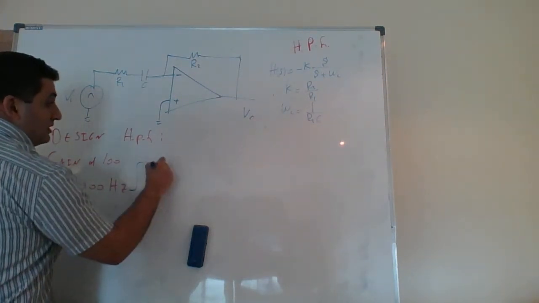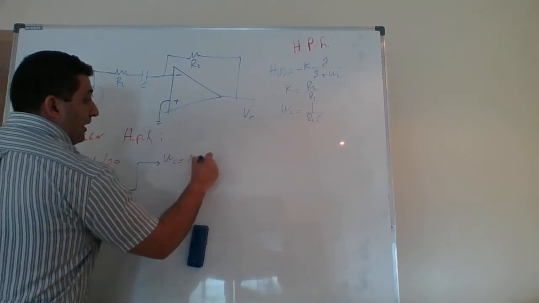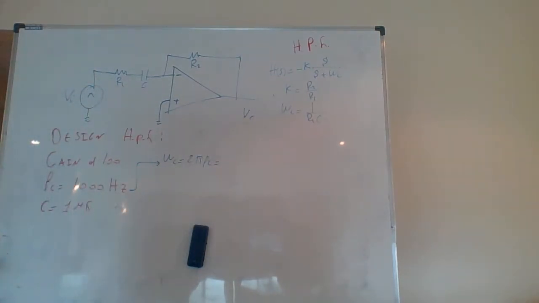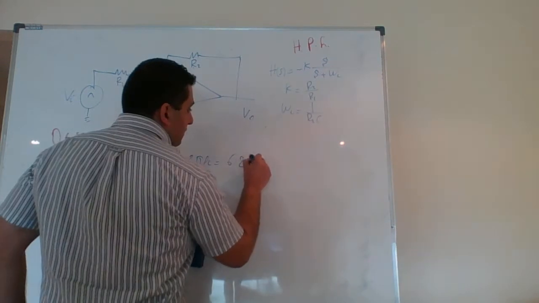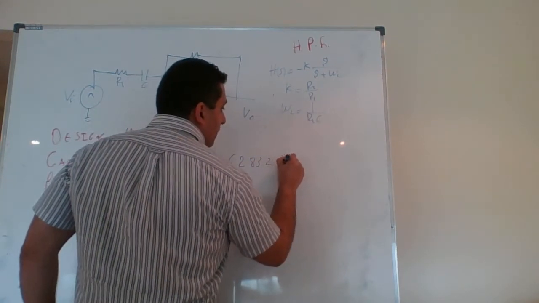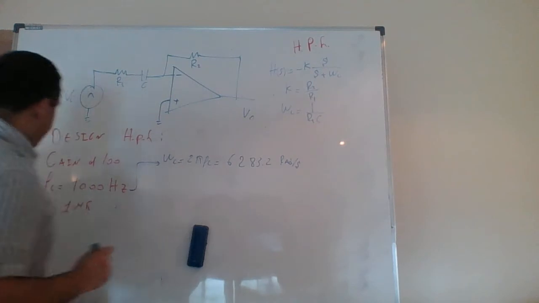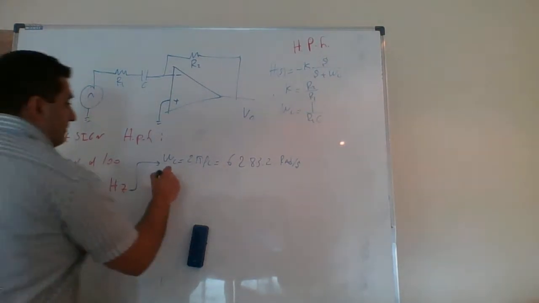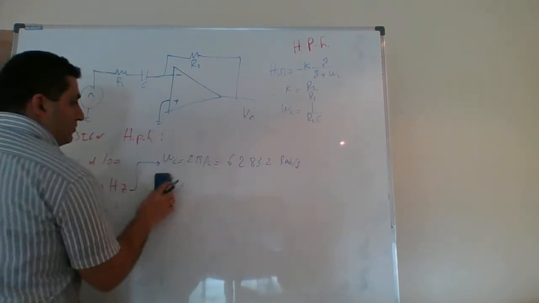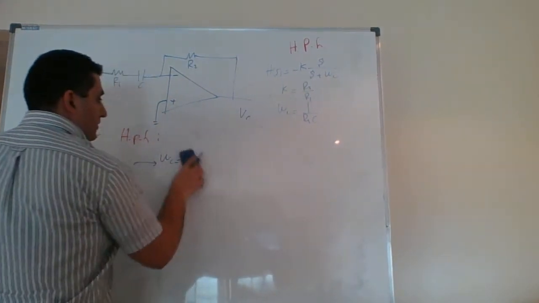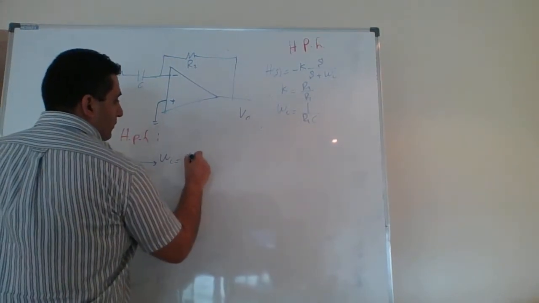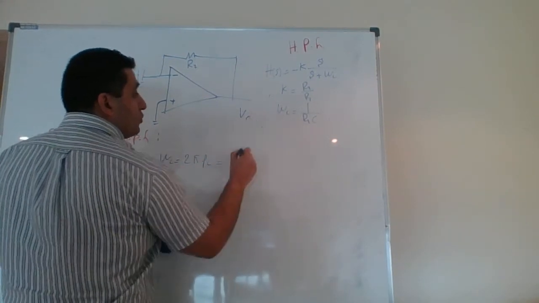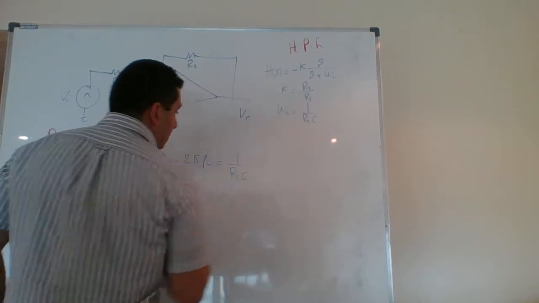This system will give me omega C, which is equal to 2 pi FC. I multiply and omega C will equal 6,283.2 radians per second. And then, what do I have now? I have omega C, so let's write it down here. Omega C is equal to 2 pi FC, which is equal to 1 over R1C.